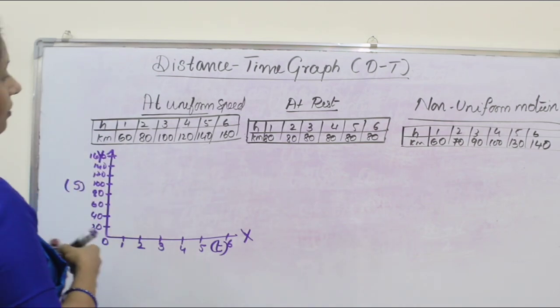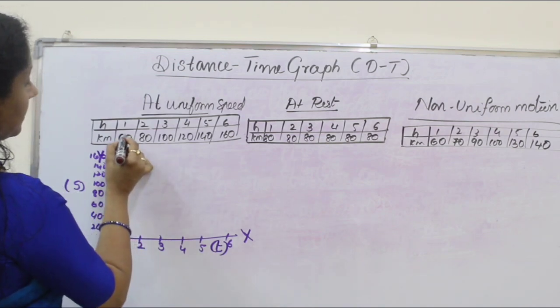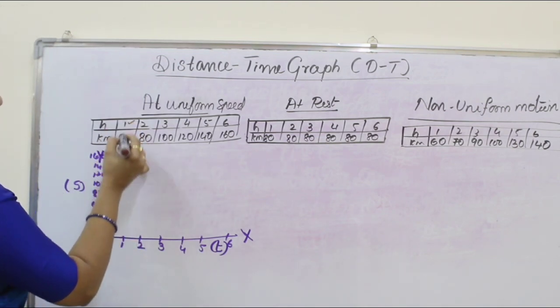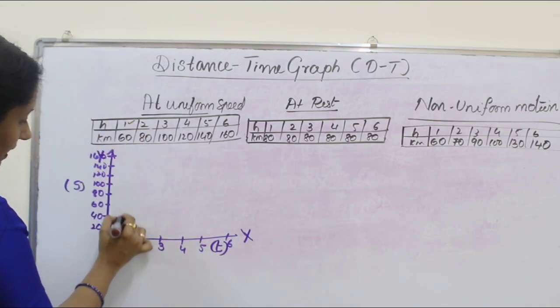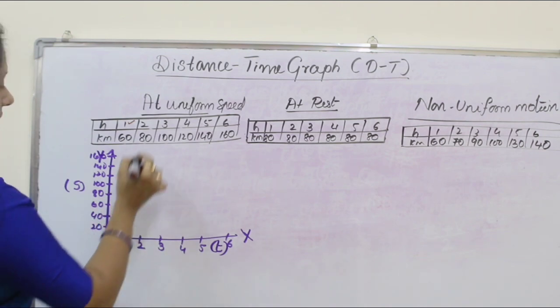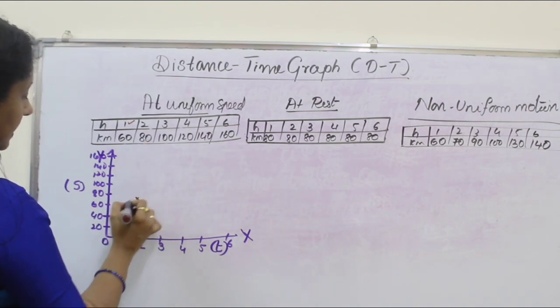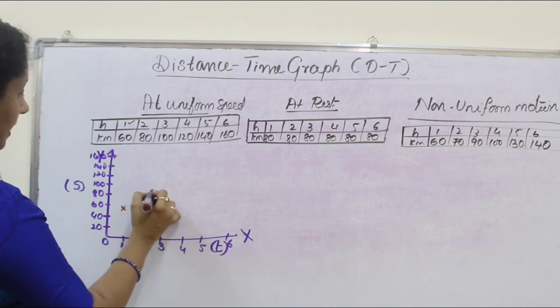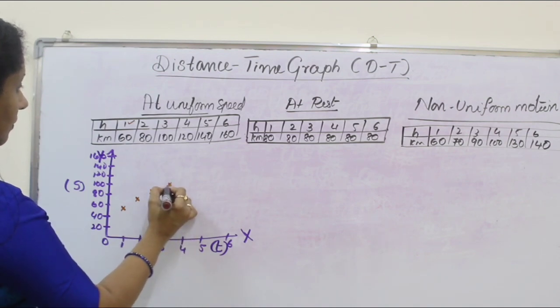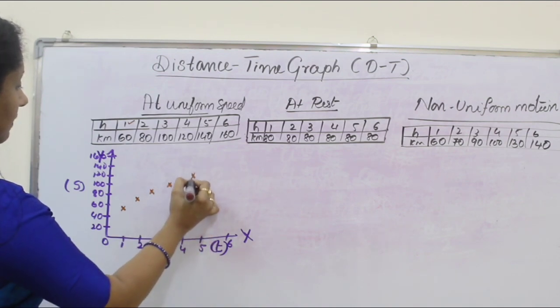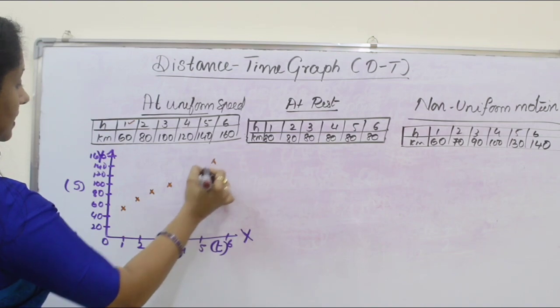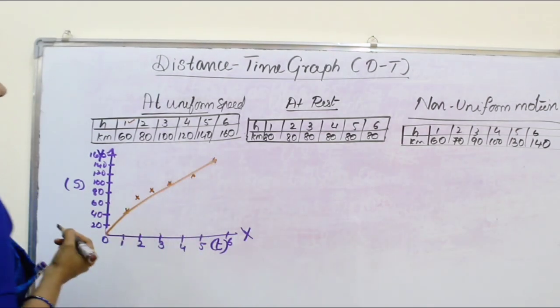Now the first point is, first hour the body is at 60. So my first marking is coming here. Then second it is at 80. Third it is at 100. Fourth it is at 120. Fifth it is at 140. Sixth it is at 160. I am joining, and I am going to get a straight line.